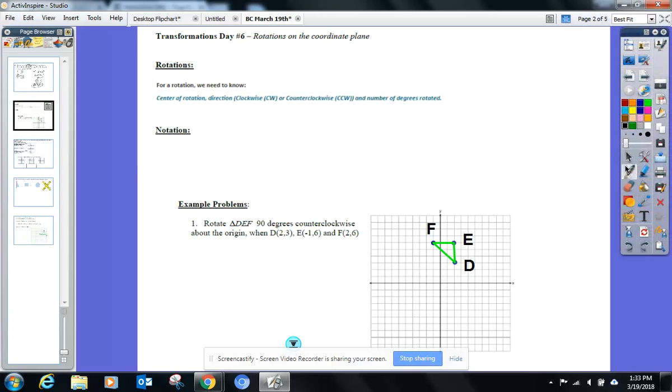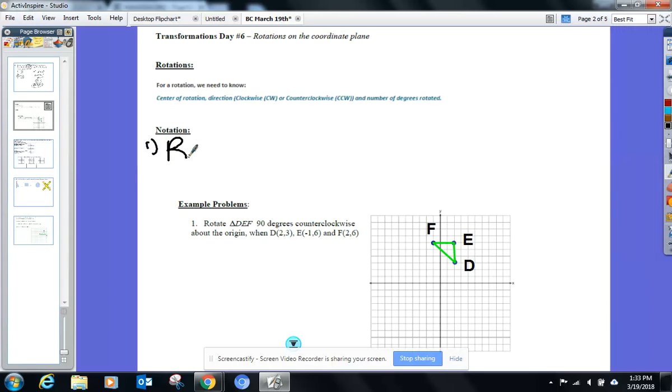Well, now we get to rotations. And lowercase r is already taken for reflection. So for a rotation, uppercase print r. That's my notation for a rotation. Rotation notation. Everyone got that? You will also see a subscript. That subscript will be the degree you rotate a figure.